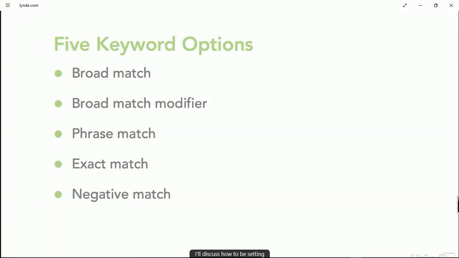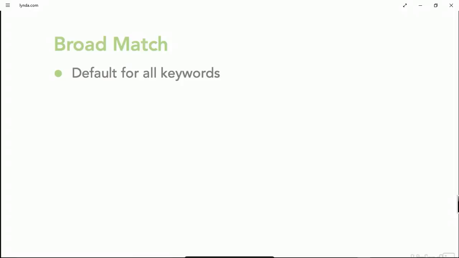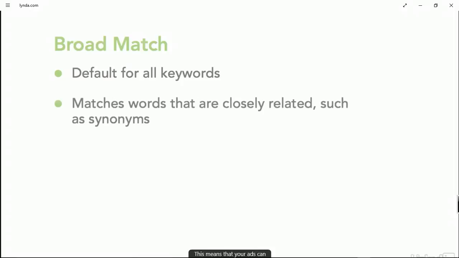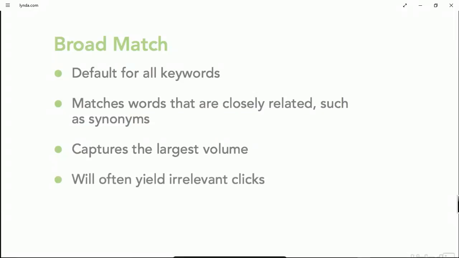I'll discuss how to set these up in your campaigns in a later movie, but for now, let's talk about what each of these 5 types means. The first is broad match, and by default, every keyword is a broad match. This means that your ads can show for things that match your keyword or for words that are closely related, like synonyms or common misspellings. Broad match will even match with longer phrases that also contain your keywords. When you start out, broad match is going to capture the most people, but it also might bring in a lot of irrelevant searches.